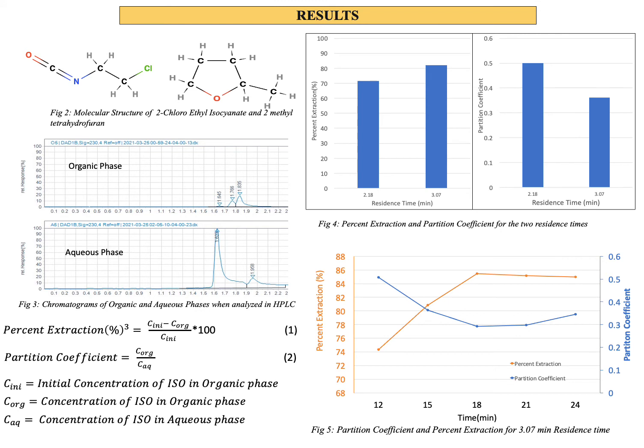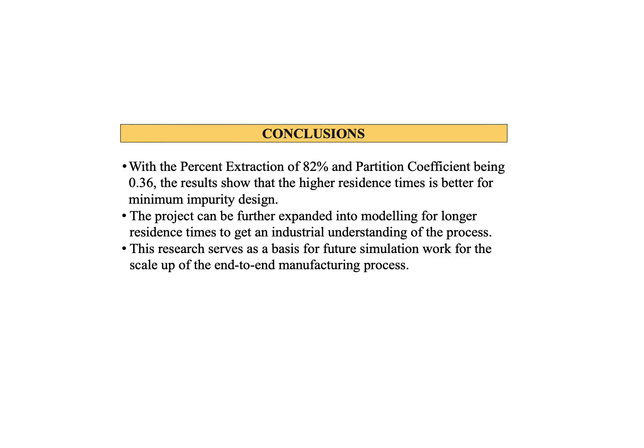Figure 5 showcases the partition coefficient and percent extraction for a 3-minute residence time in 3-minute intervals. It showcases that as the time increases, the percentage extraction increases and the partition coefficient decreases. With the percent extraction being 82% and the partition coefficient being 0.36, the results show that the higher residence time of 3 minutes is better for a minimum impurity design.